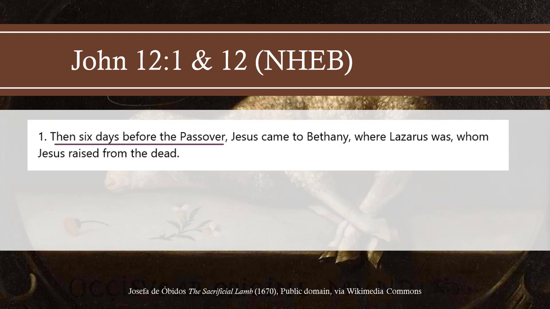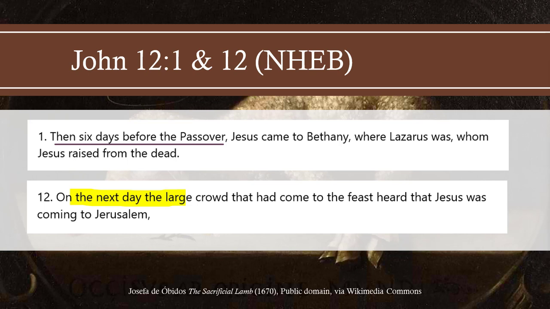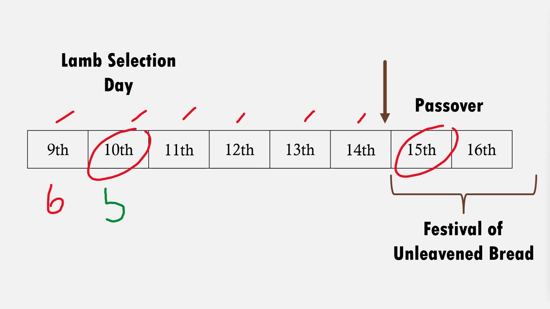Then if you look at verse 12, it says this, on the next day, so the next day from that sixth day, a large crowd had come, because Jesus is coming to Jerusalem. Well, what day is the next day? If we go back to this, it's 5 days out. And that's what we call the triumphal entry. The triumphal entry is happening on Lamb Selection Day. Why?